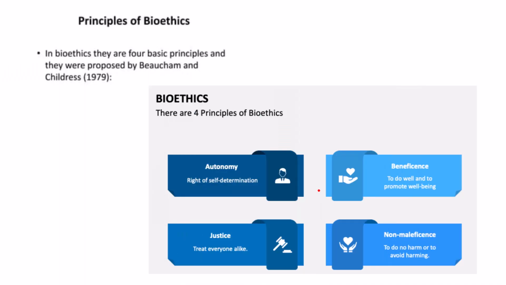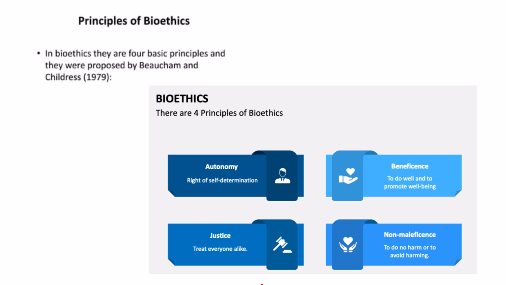So first of all, let's see what are the principles of bioethics. In bioethics, there are four basic principles that were proposed by Beauchamp and Childress in 1979. First principle is autonomy, that is, right of self determination. The concept of autonomy in bioethics gives each individual the recognition of the human capacity for self determination and being different in spite of sharing the same DNA, which is regarded as common heritage.